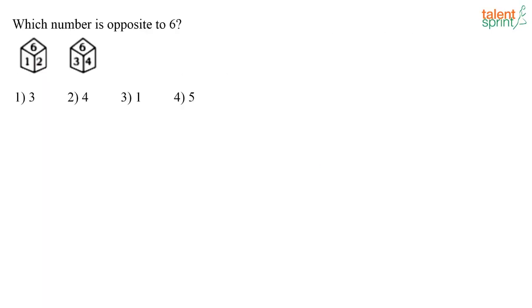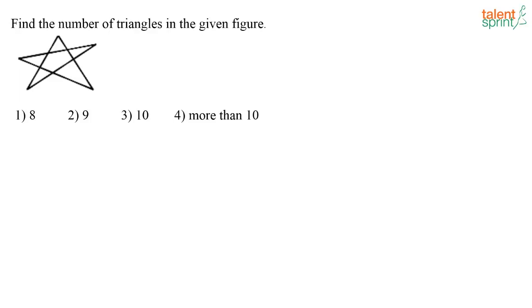Next, a question on dice. Which number is opposite to 6? Always remember, in a dice each face has 4 adjacent faces. Totally there are 6 faces in a dice, and each face has 4 adjacent faces and 1 opposite face. If you look at the number 6, the adjacent faces are 1, 2, 3 and 4. So the one in the opposite face obviously has to be 5. Option 4.